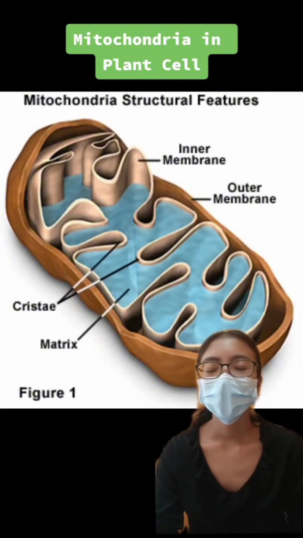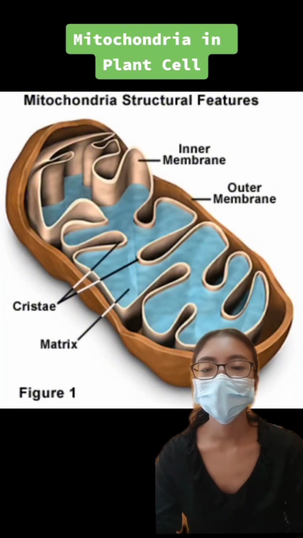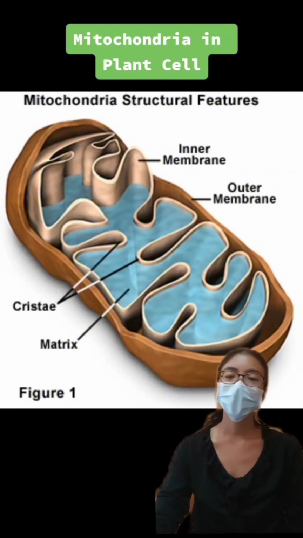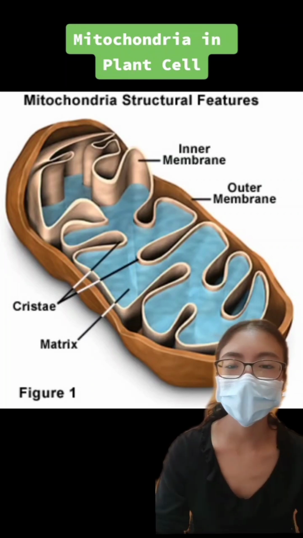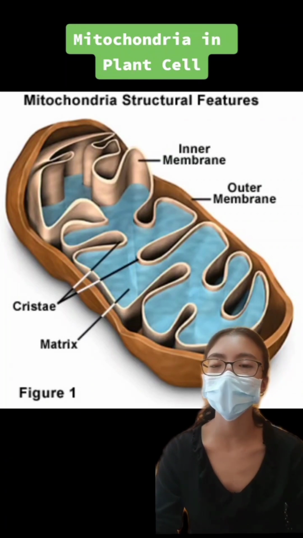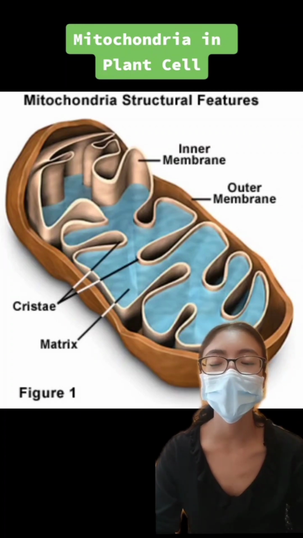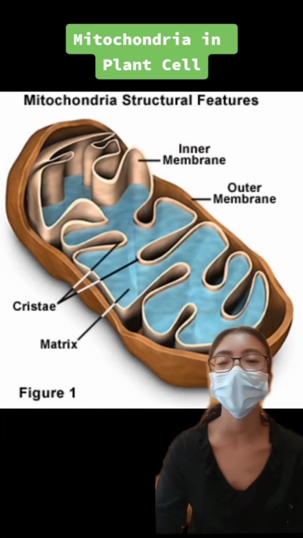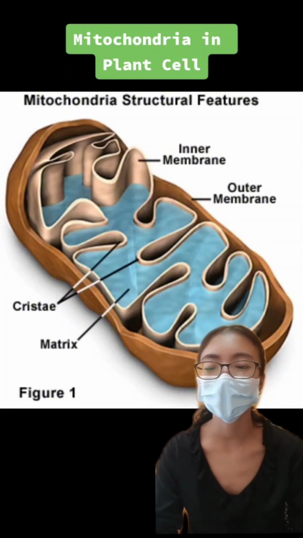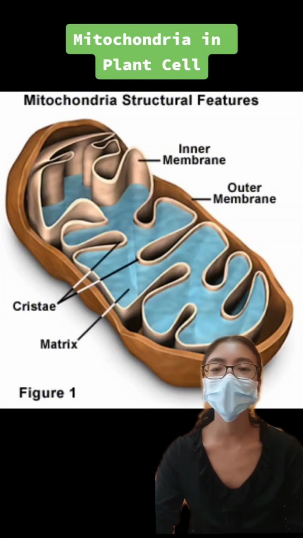So let's talk about one of the important parts of plant cells, the mitochondria. The objectives of this video are to know what mitochondria is, what the function and structures of mitochondria are, and what the importance of mitochondria is in a plant cell. So first, what is mitochondria?